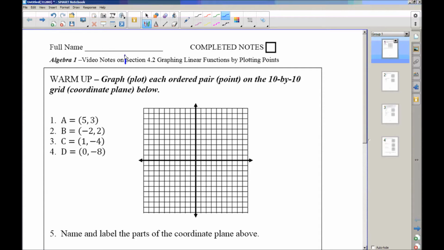Today we're covering section 4.2, graph linear functions by plotting points. So we did about half of this lesson in class last time, and then we're going to extend it to learn about domain and range, which can be a little bit tricky.